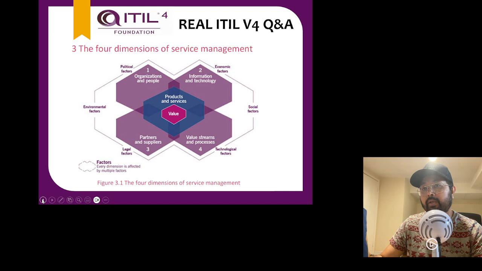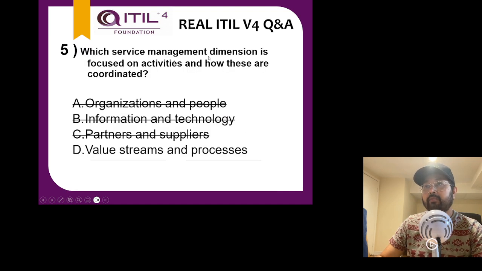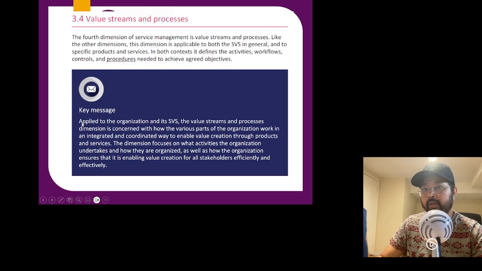So come to the point again. Which service management dimension is focused on activities and how these are coordinated? Value streams and process. We got this answer from here: applied to the organization and its SVS, the value stream and process dimension is concerned with how the various parts of the organization work in an integrated and coordinated way.